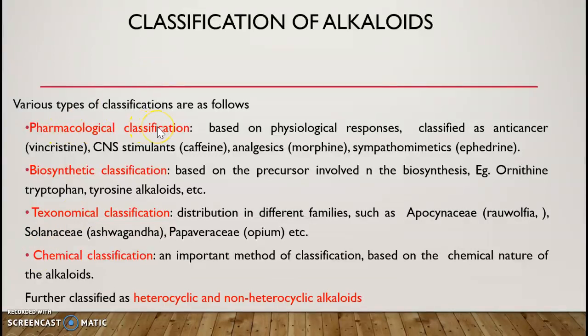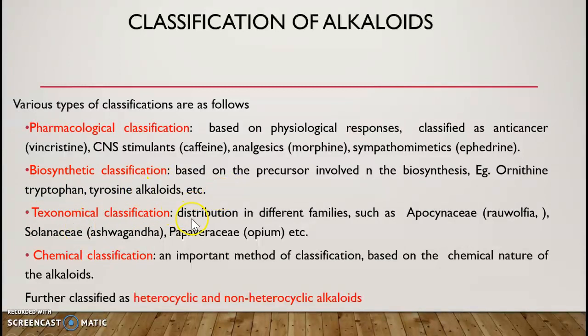Pharmacological classification is based on the physiological responses. They are classified as anti-cancer, for example vincristine, vinblastine; CNS stimulants like caffeine; analgesics like morphine; and sympathomimetics like ephedrine, etc. Biosynthetic classification is based on the precursor involved in the biosynthesis, like ornithine. If the alkaloids are derived from ornithine, they are known as ornithine alkaloids, and likewise tryptophan alkaloids and tyrosine alkaloids.